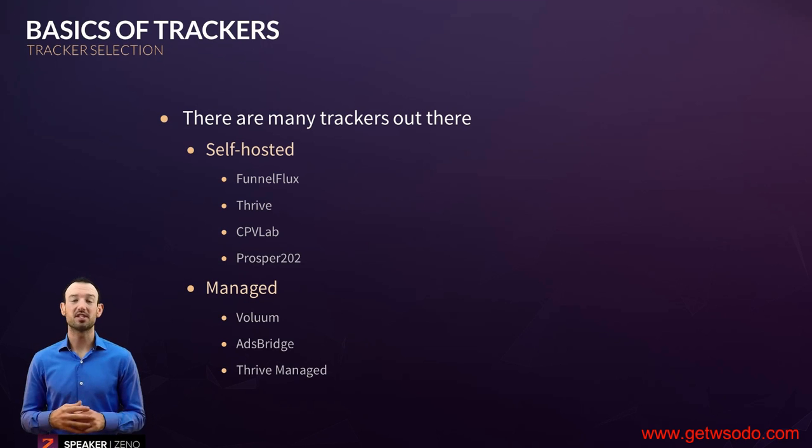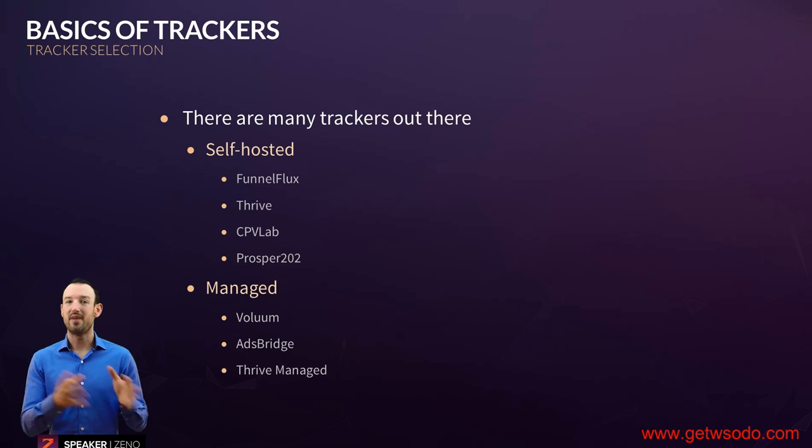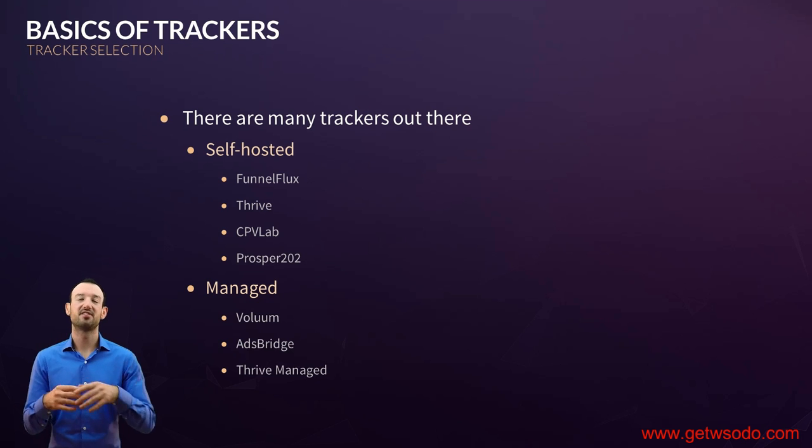So what we're going to do in this module is go over setting up a tracker. There are many trackers out there that you may be able to use in your affiliate marketing career. Typically these can be classed into two separate categories, the self-hosted ones and the managed ones. Self-hosted just means you install it on your server or on some server you control. Managed means that it's installed on some server where someone else is actually in control of that. This is kind of like cloud hosting as well sometimes.